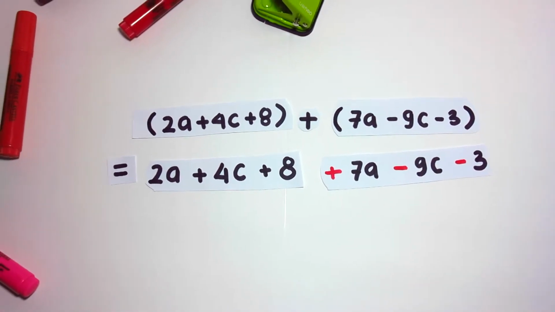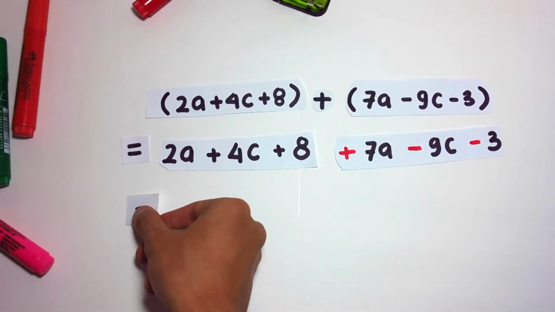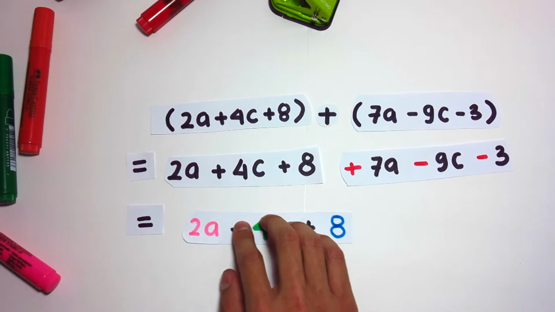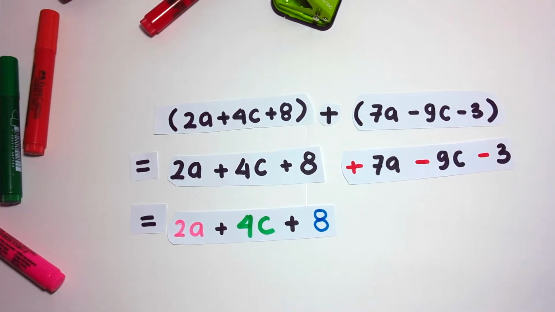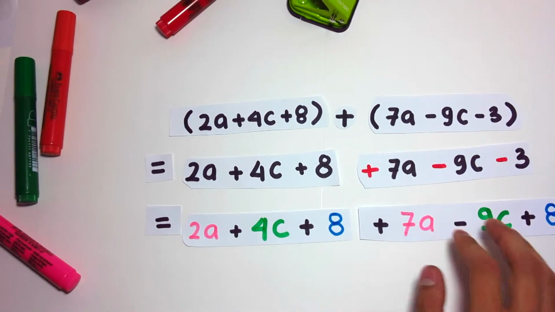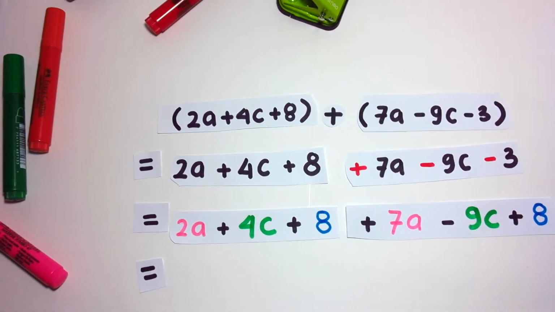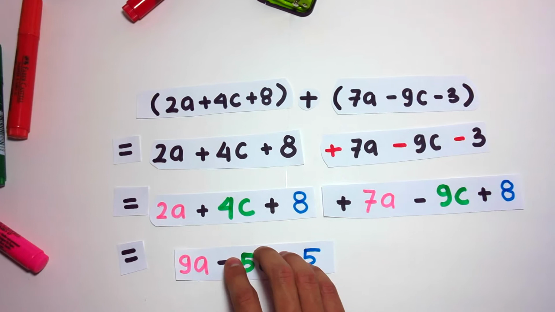The second thing that you need to do is collect like terms. The first term is in pink, the second term in green, and the third term in blue. The answer to the equation once you collect like terms is 9a minus 5c plus 5.